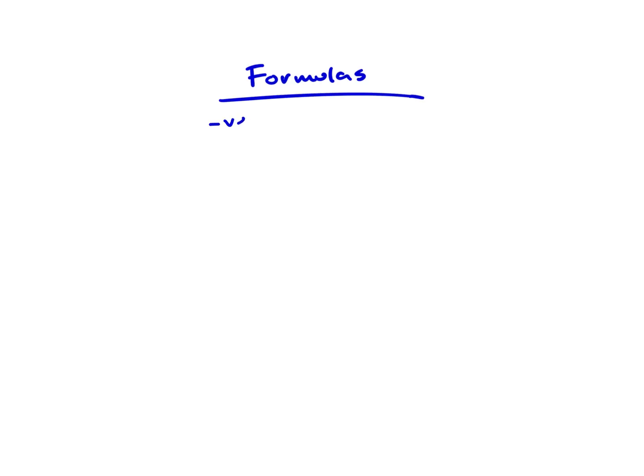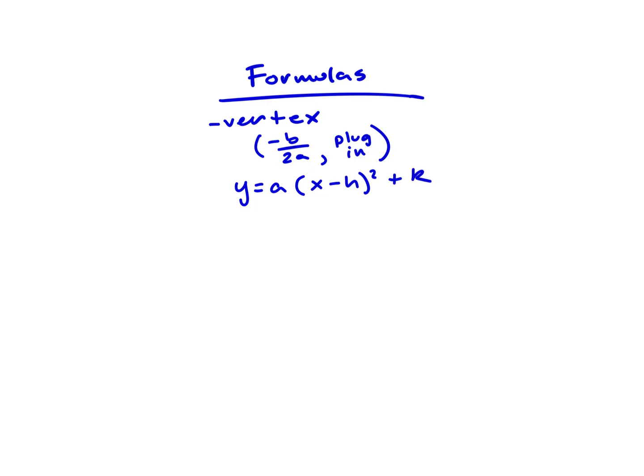You need to know the vertex formula, so how to find the vertex. It's negative b over 2a. That'll get you your h in your vertex. To find the k, you plug it in. And then our vertex form of the equation is y equals a times x minus h squared plus k. So if we find our vertex, or even if the vertex was given to us, you'd plug it into your equation. Remember, you always change the sign of what's on the inside of the parentheses.